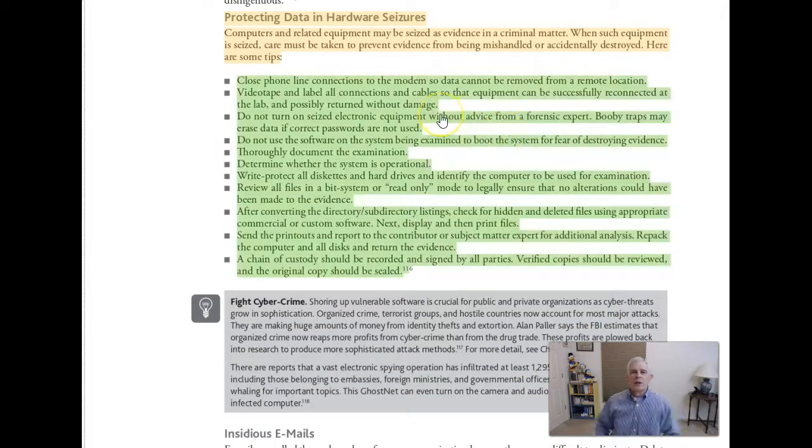You want to protect the data. So if a computer that you want to search is connected to an outside line, with a telephone line back in the old days, or a wireless system, a cable is connected, you want to video and photograph all the connections in that computer. You don't turn that computer on. You get the computer forensic expert to come in and decide how to handle this.